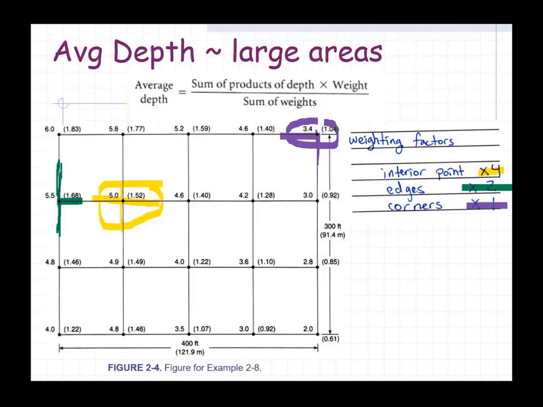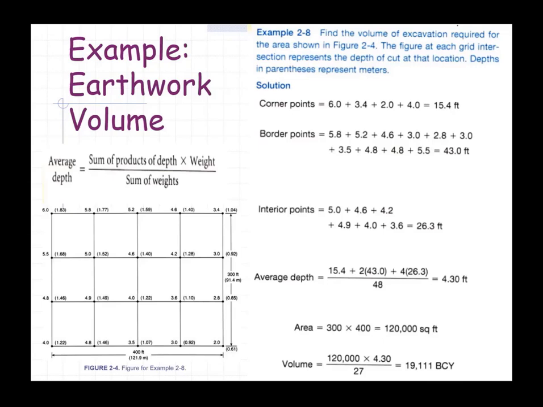This is how much we need to cut or dig away at each of these points for a relatively large area. The volume of excavation required, we can compute the average depth. And that average depth is going to be the sum of the product of depth times their weighting factor divided by the sum of all of the weights. So first we might look at the corners. I have 4 corners, and at those corners my depths are 6 feet, 3.4 feet, 2 feet, and 4 feet.